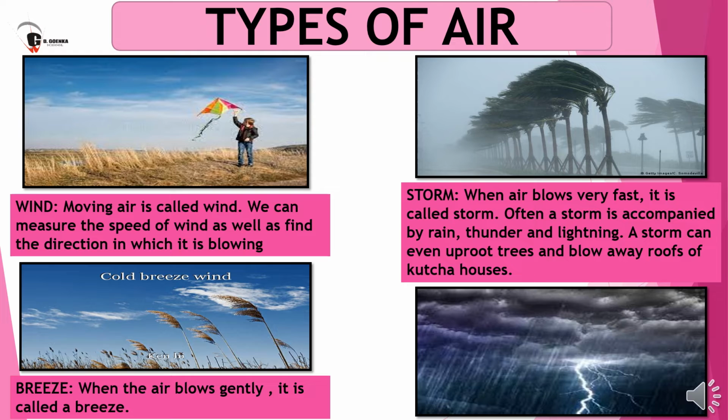So there are three types of air, students: wind, breeze and storm. When air moves gently, it is called breeze. When air moves, it is called wind, and when it blows very fast, that is known as storm.